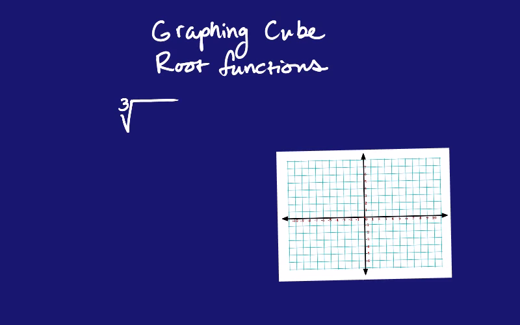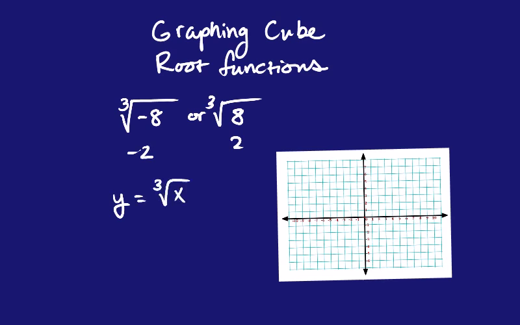A couple things about a cube root before we actually go to the graph. Remember that with a cube root you can take the cube root of a negative number, like -8, or you can take the cube root of a positive number, like +8. So cube root works not only for positives but also for negatives. This one would be -2 and this would be +2. So in essence, when we look at the function y equals the cube root of x, what we want to realize is that you can plug in any number for x because you can cube root any number, both positive and negative.